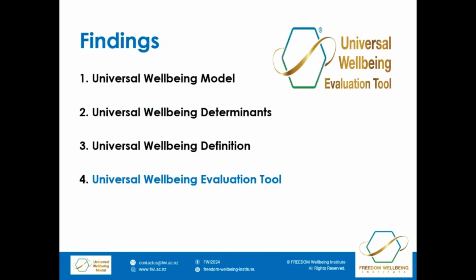There have been 4 findings from this extensive wellbeing research program. From the program emerged the Universal Wellbeing Model, then the Universal Wellbeing Determinants, a Universal Wellbeing Definition, and, what we'll be talking about today in more depth, the Universal Wellbeing Evaluation Tool.